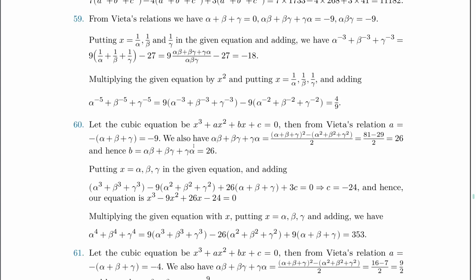Now we put x is equal to alpha, beta, gamma in the equation, and we substitute the values. We get c is equal to minus 24. So our equation is x cube minus 9x square plus 26x minus 24 is equal to 0. And then like previous problems, we multiply this with x and we substitute alpha, beta, gamma, and we get alpha to the power 4 plus beta to the power 4 plus gamma to the power 4. And then we simply substitute the values of the known terms and we get 353 as the answer.